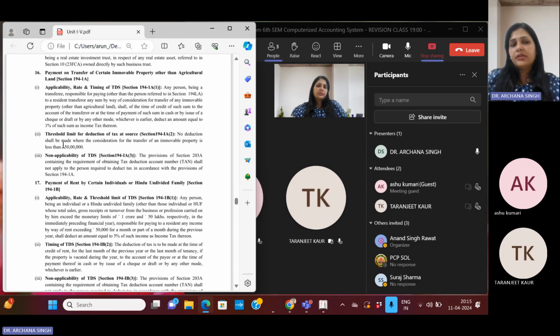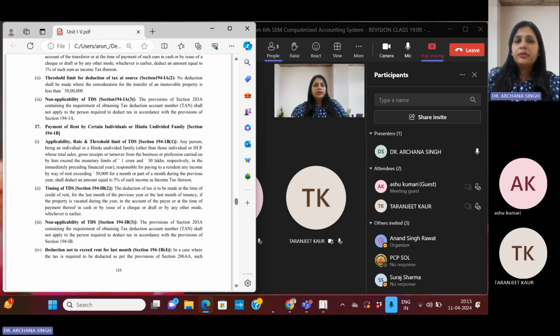Then what is the threshold limit? It is 50 lakh rupees. If the immovable property की जो value है, transfer value है, वो less than 50 lakh rupees है then this is the threshold limit, कोई deduction नहीं होगी, no deduction would be there. Non-applicability: the provisions of section 203A containing the requirement of obtaining tax deduction account number shall not apply to a person required to deduct tax in accordance with the provisions of section 194-IA.